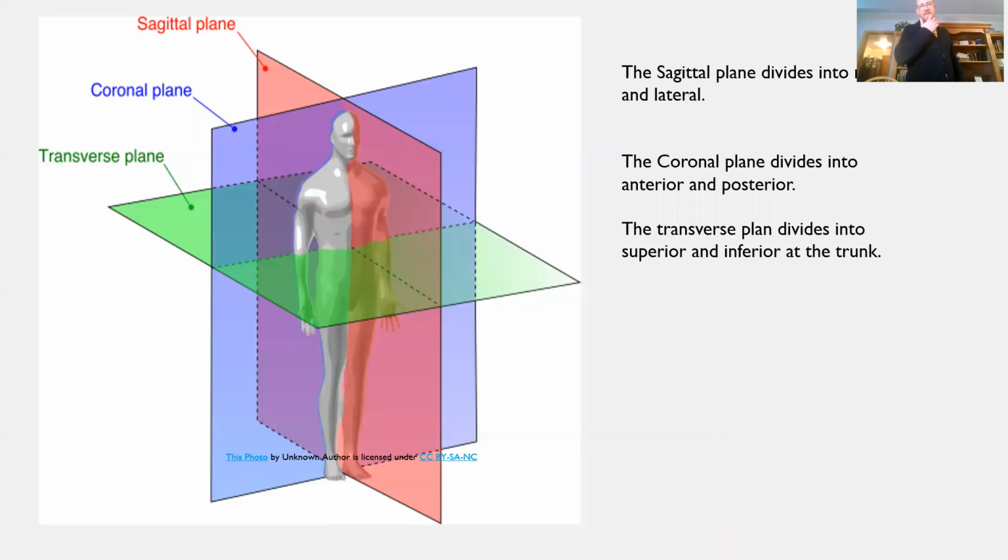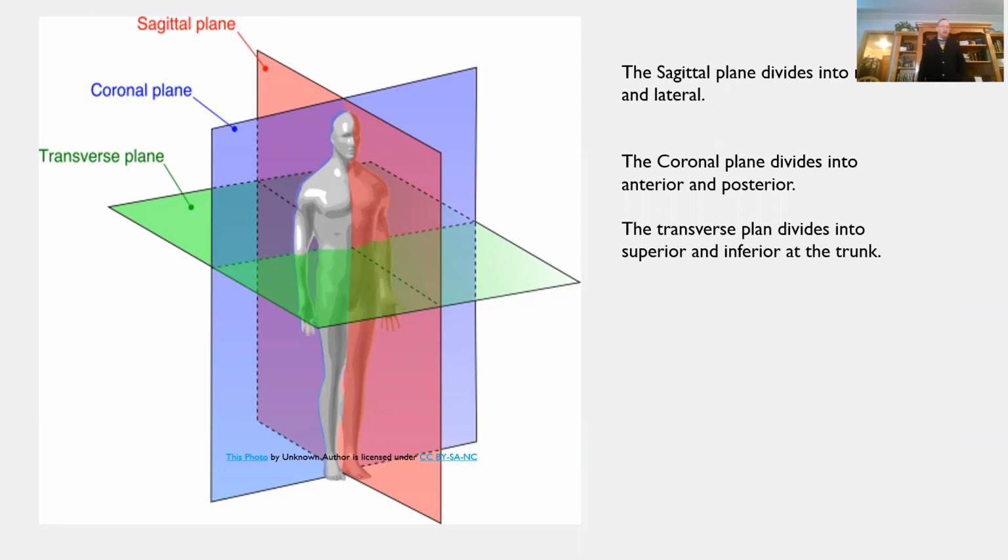Anatomical planes, guys. Okay, so we actually live and work and move in anatomical planes. I've got one plane that divides me in half, just like this, right down the middle. This is called my sagittal or my mid-sagittal plane. You hear it called both.